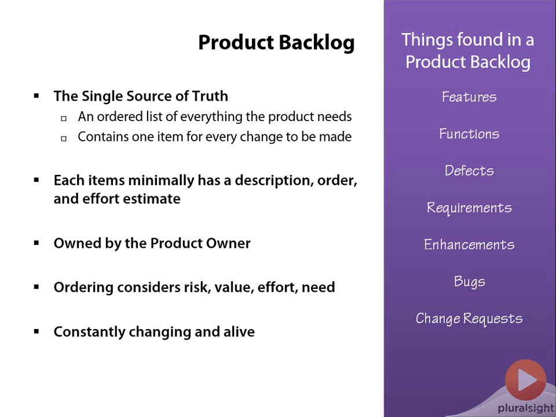Also, the product backlog is constantly changing. Scrum teams take a little bit off the top of the product backlog for each sprint and turn those into working software. The rest of the product backlog is open for change at any time.